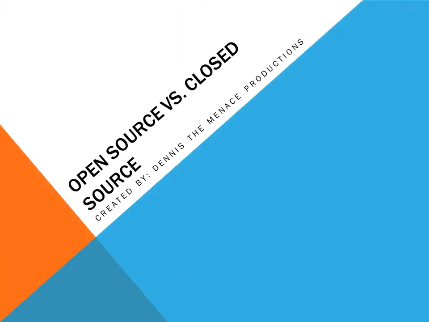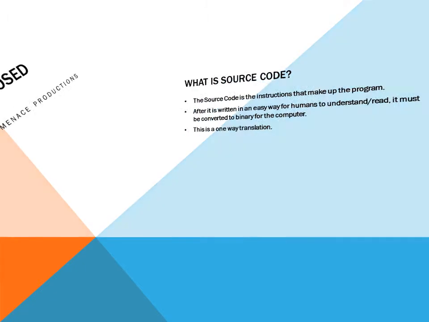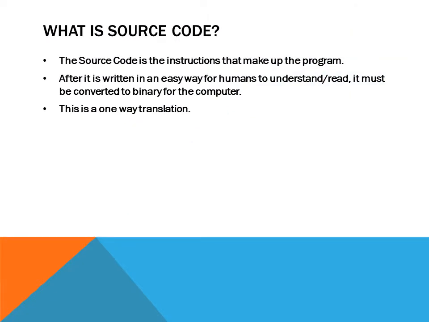On this episode of Is That Going to Be on the Exam, we look at open source versus closed source. Before we can start talking about open versus closed source, we first must know what source code is. Source code is the instructions that make up the program or software that is being run.